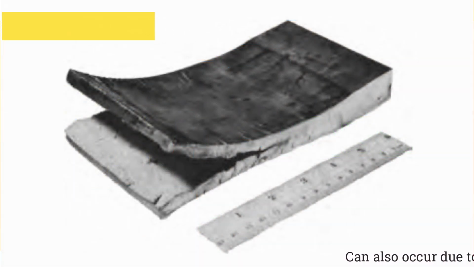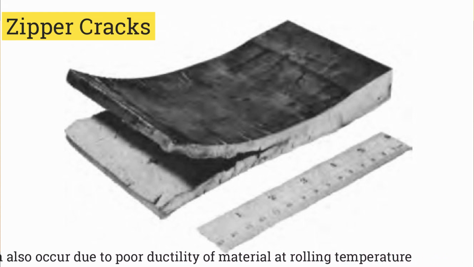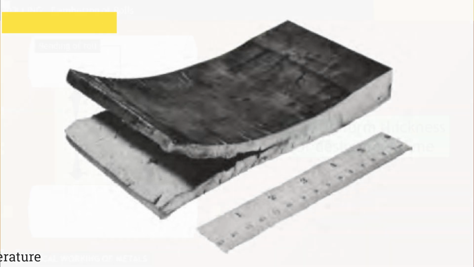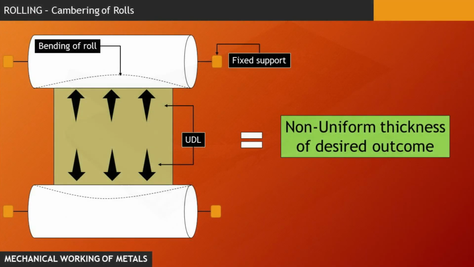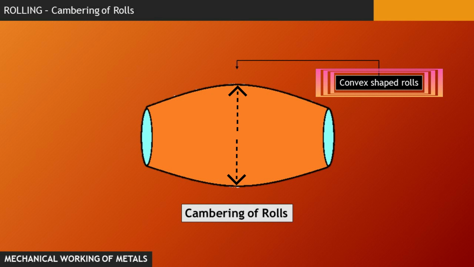These cracks are known as zipper cracks, and these zipper cracks can also occur due to poor material ductility at the rolling temperature. The remedy to avoid this kind of defect is to provide a camber to the rolls, that is, their diameter is made slightly larger at the center, or we make the rolls convex in shape.